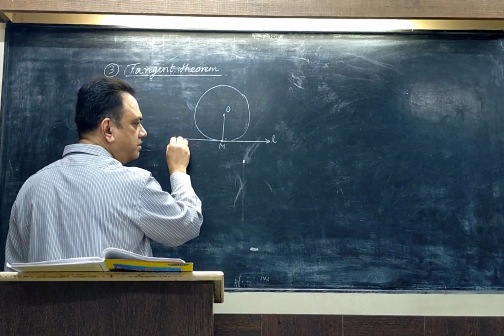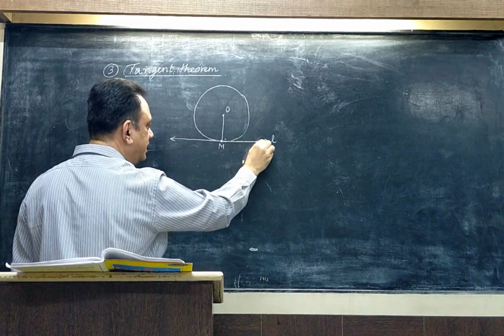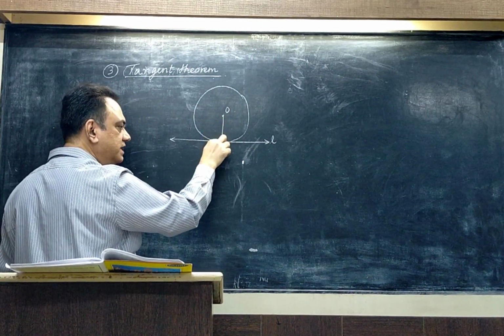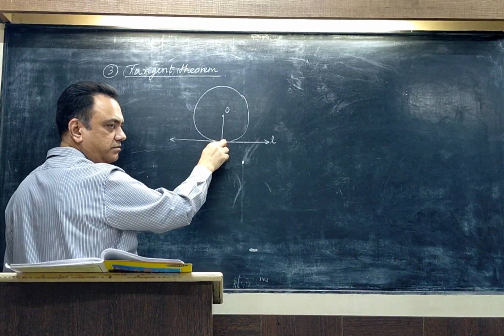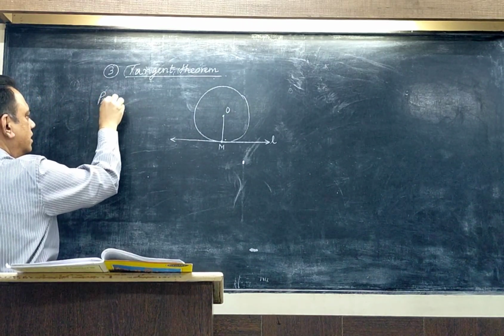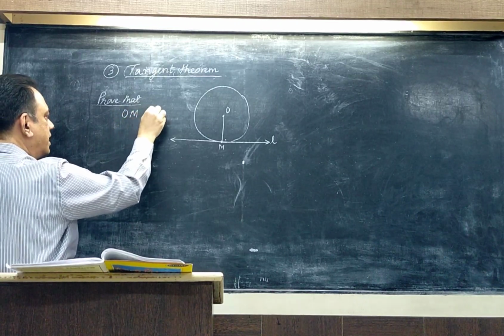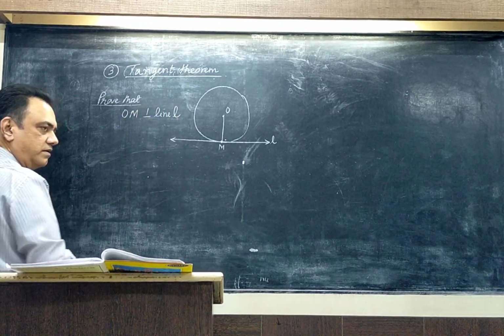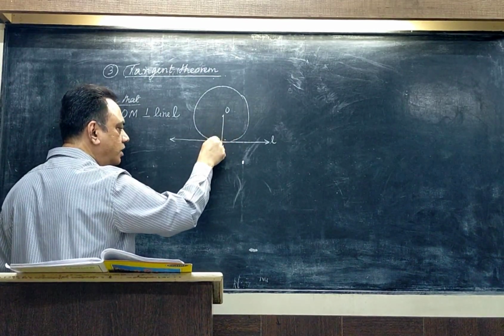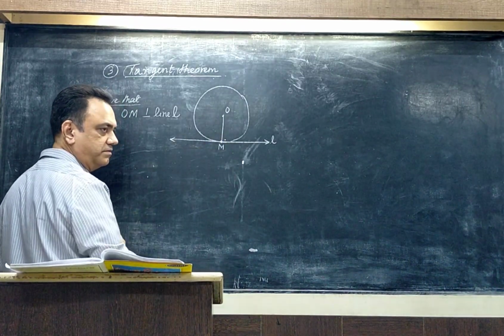So what's the given part? O is the center of the circle. Line L is tangent to the circle at point M, and OM is the radius of the circle. That's a given. What to prove over here? To prove that OM is perpendicular to line L, meaning the tangent is perpendicular to the radius at the point of contact.